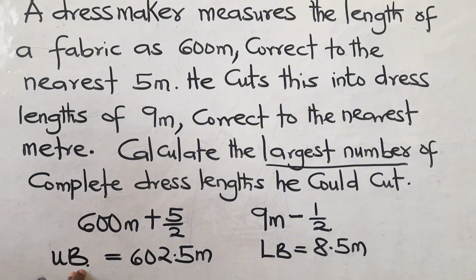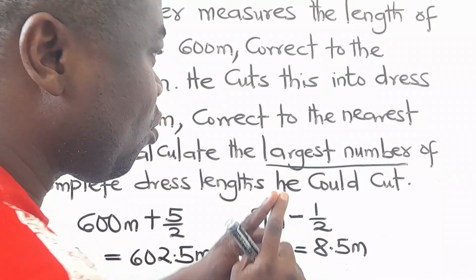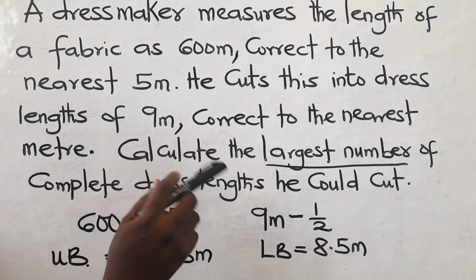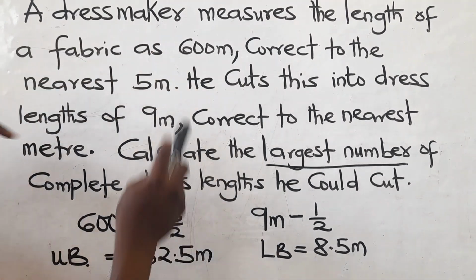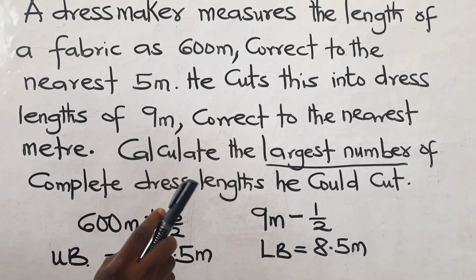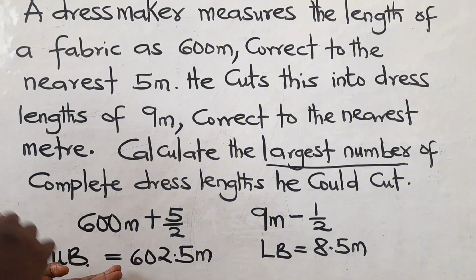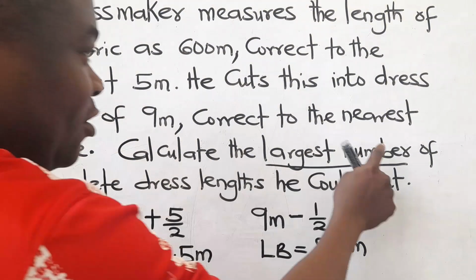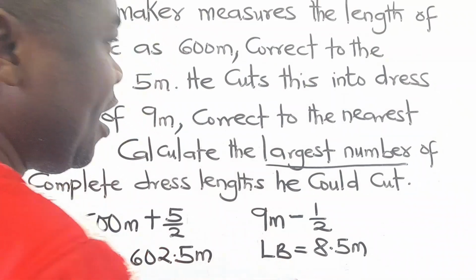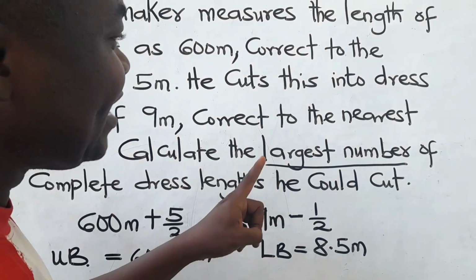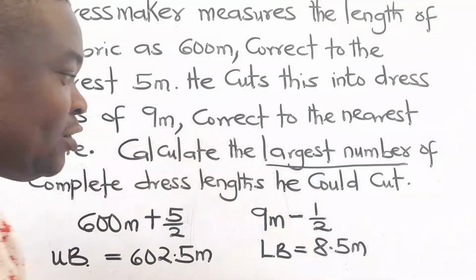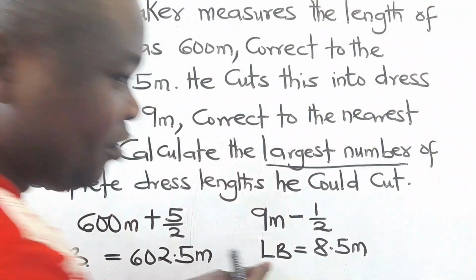So I've gotten the upper bound of this and the lower bound of this. Why? For me to get the number of complete dress lengths he could cut, I will have to divide 600 by 9. Because I'm dividing, I'm going to look at the upper bound of the first one because I need the largest number. Upper bound of the first one and the lower bound of the second one. But if I was asked to get the lowest number, I will use the lower bound for the first one and the upper bound for the second one.